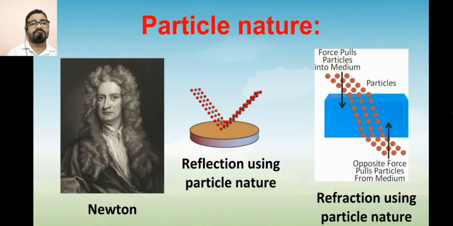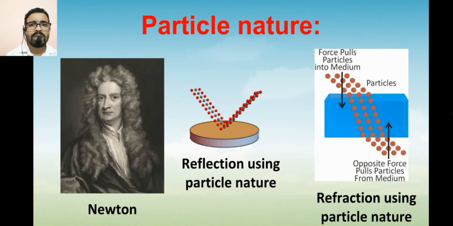You can see on your screen the particles reflecting from a surface. You can see some ball-like structure over there, which indicates that light is traveling in the form of particles. You can also see another phenomenon of light, which is refraction. There also you can see some red kind of ball, which says that light travels in the form of particles. So he was able to explain reflection and refraction, which are phenomena of light, with the help of particle nature.